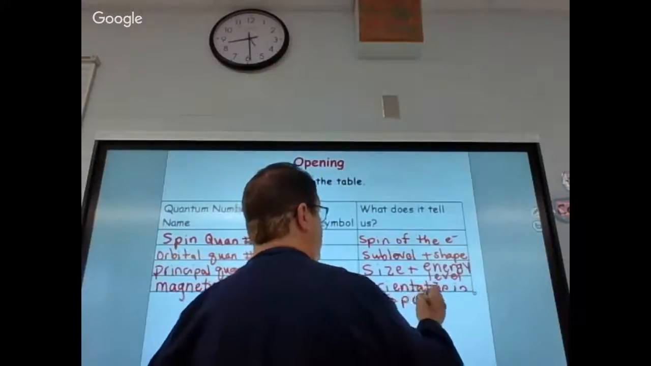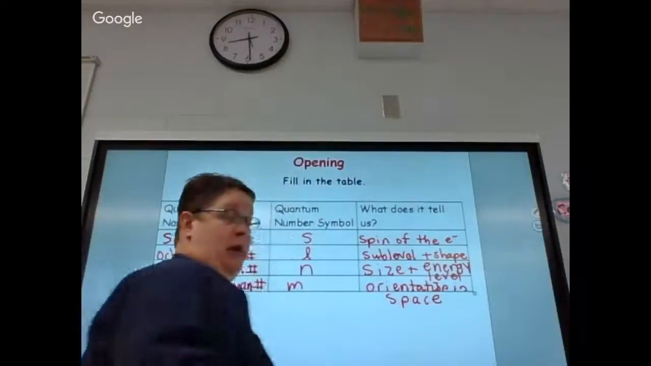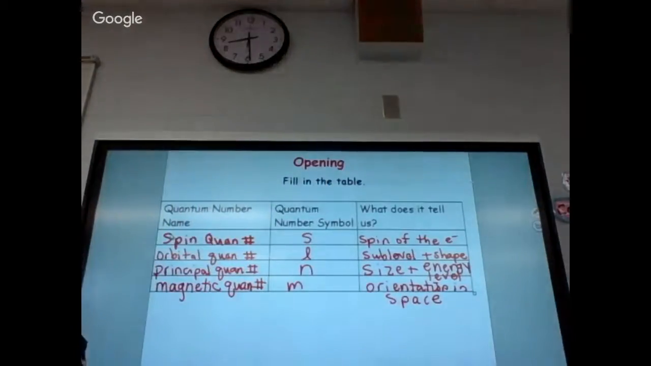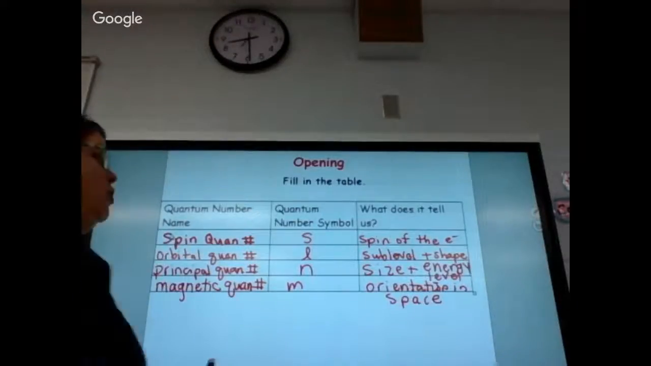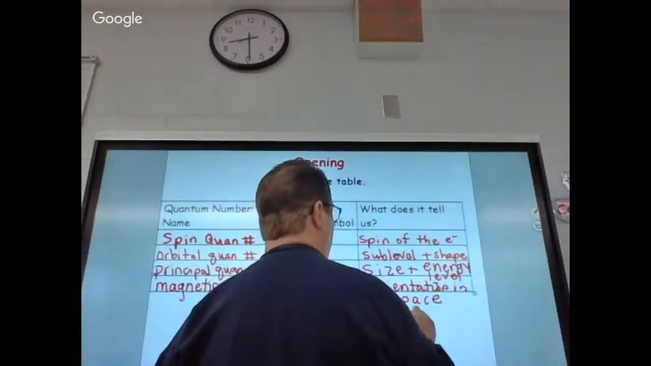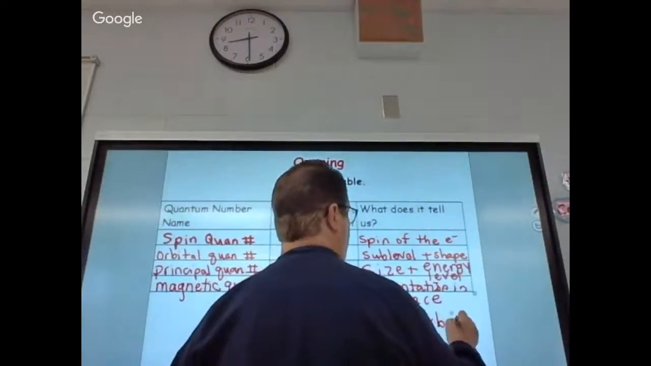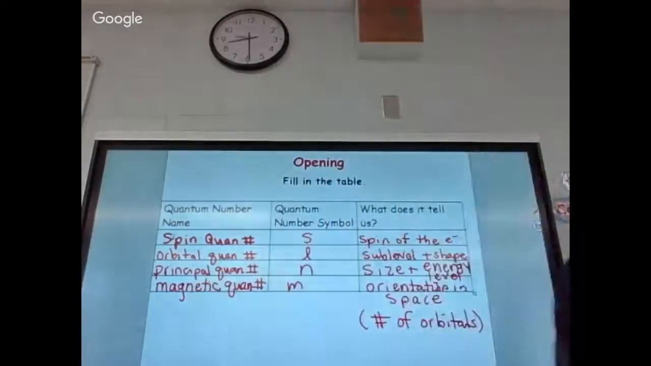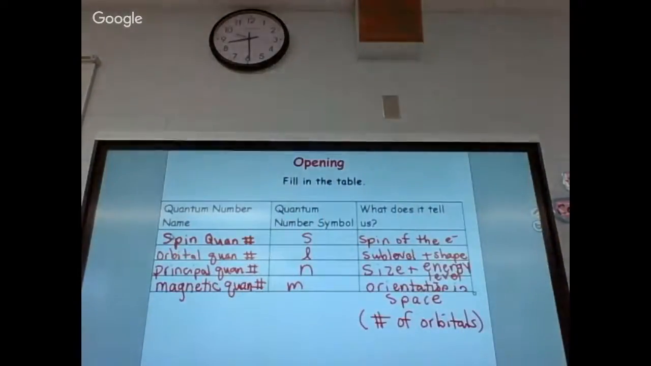That's the way I had the question written on the quiz yesterday. I wrote it as which quantum number tells orientation in space. Okay? Now, you don't have to write it as orientation in space. You could have said what? The number of orbitals. Okay? That answer's just as right as writing the orientation in space.